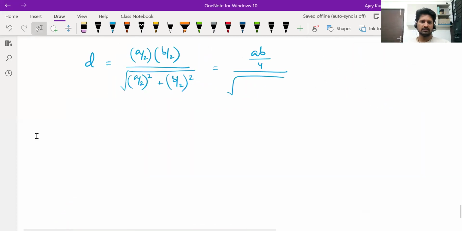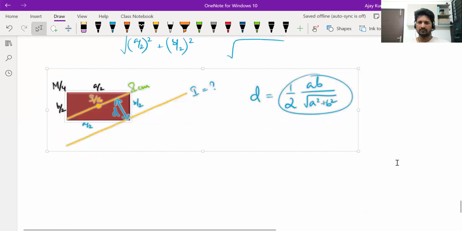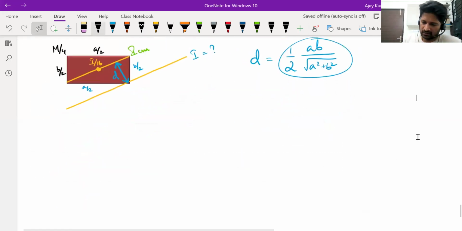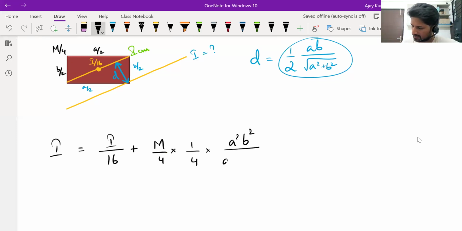This rectangular piece, which is not lying on the original diagonal, it's lying on the side. Its moment of inertia about this axis will be its moment of inertia about the center of mass, which is I by 16, plus its mass, m by 4, times the distance squared. The distance is half ab by root of a square plus b square. We have to square the distance, so half squared becomes 1/4, and a square b square by a square plus b square. That is its moment of inertia about the original diagonal.